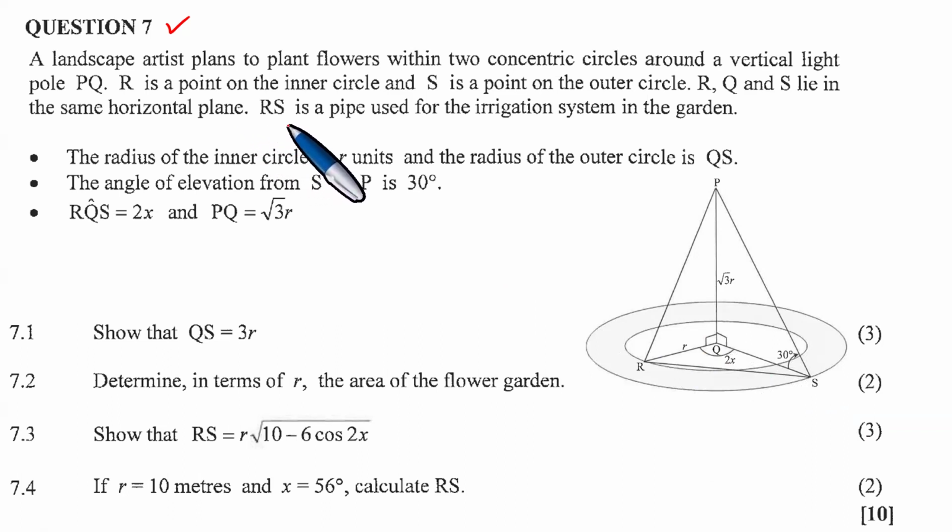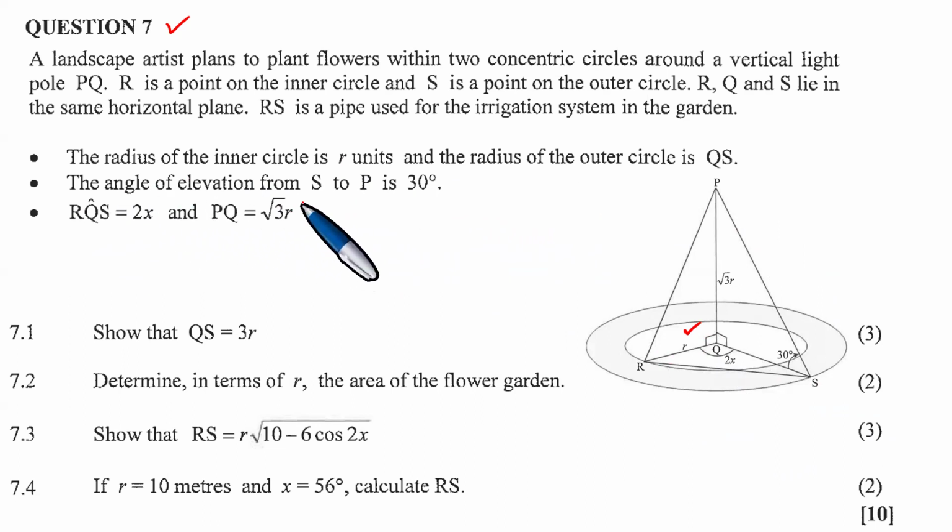RS is a pipe used for the irrigation system in the garden. The radius of the inner circle is R units, which is the distance from the center of the smaller circle, the inner circle, to its circumference. The radius of the outer circle is QS.